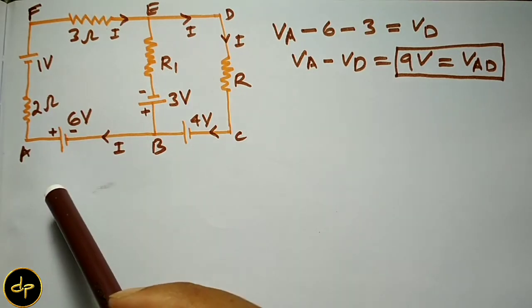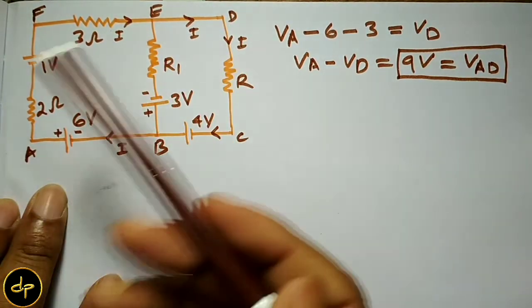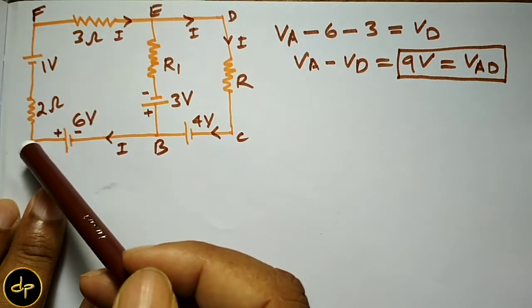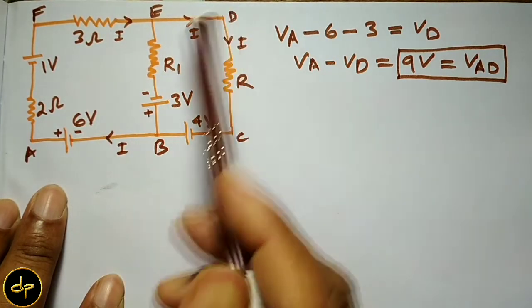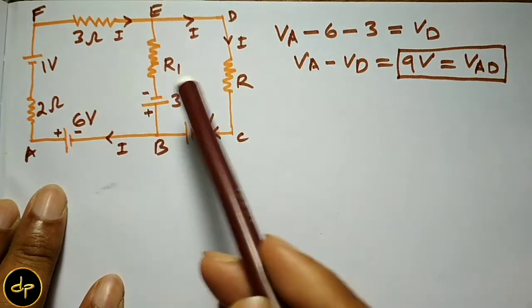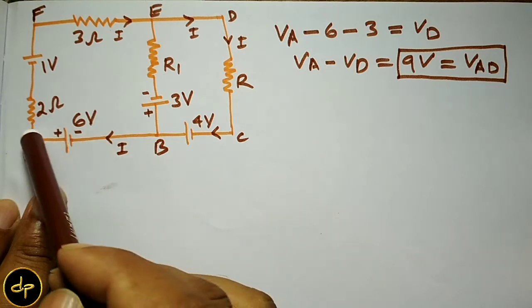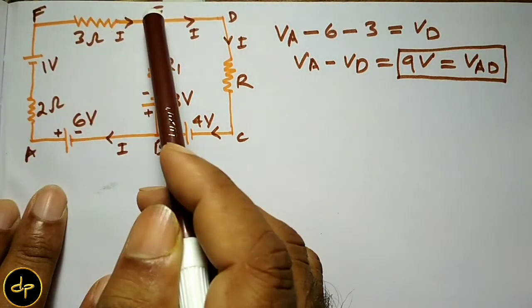But if somebody wants to find the potential by some other method using Kirchhoff's rule, we can go to D by this path, A to F and E, or we can go by this path to D, and we will get the same answer. Now let us use Kirchhoff's rule in this loop so that we can get the value of the current here.